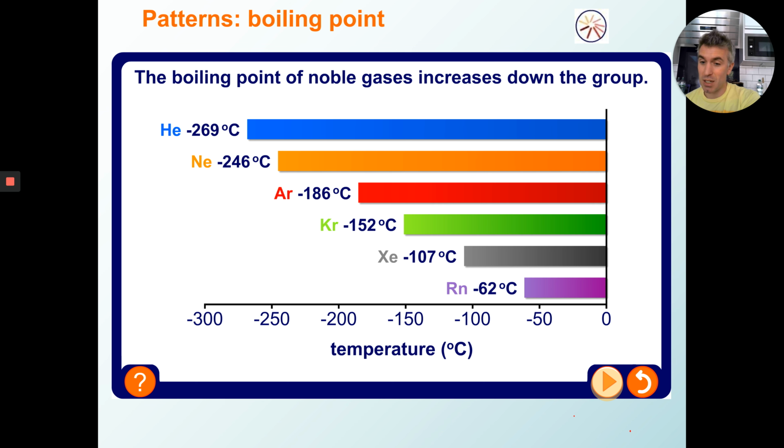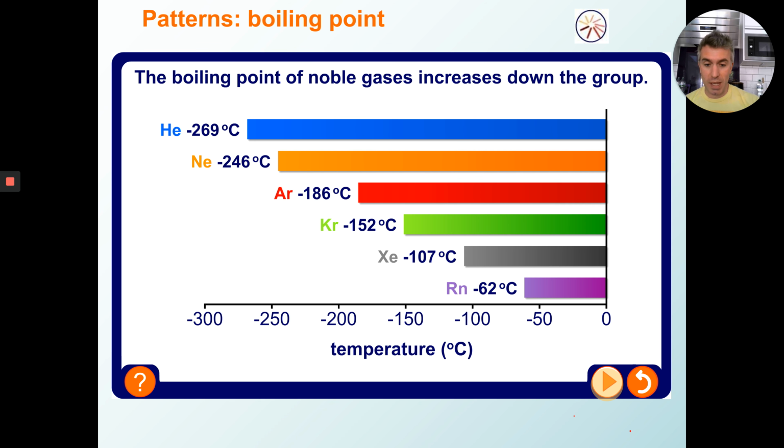That's not even a solid. That's insane. That is so cold. 4 degrees above the coldest temperature that can exist. Not known to man, that can ever exist. And even as we go down, the boiling point increases, but still minus 246, minus 168, minus 152, minus 107, and minus 62. So room temperature is about 20 degrees.